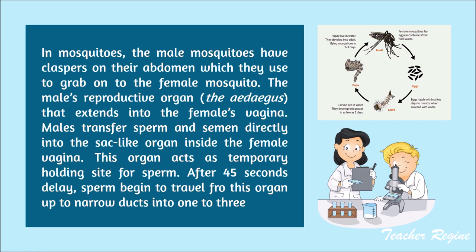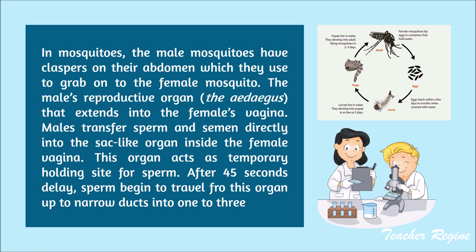For mosquitoes, the male mosquitoes have claspers on their abdomen which they use to grab on female mosquito. The male's reproductive organ, the aedeagus, extends into the female's vagina. Males transfer sperm and semen directly into the sac-like organ inside the female vagina. This organ acts as temporary holding site for sperm.